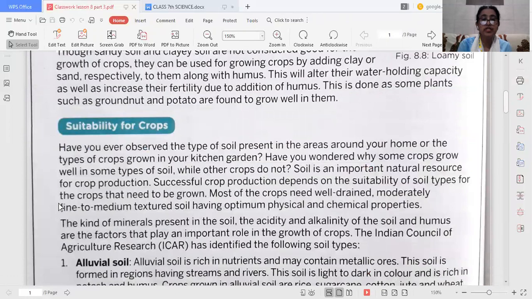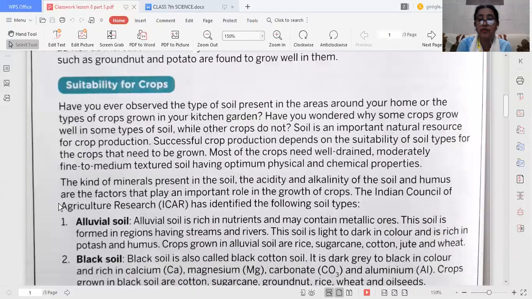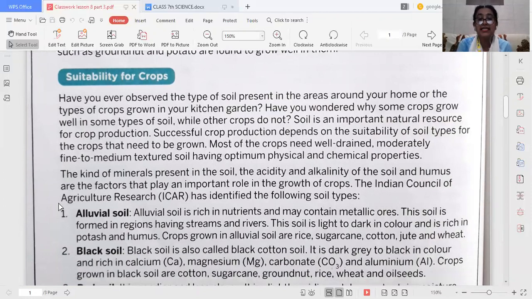Now comes the suitability for crops. Different crops grow in different types of soil. And soil, we all know, is a very important resource for crop production. And crop production will be successful only when it is grown on a suitable type of soil where a crop can grow easily and properly. So the kind of minerals present in the soil, the acidity, the alkalinity, the humus factors matter. So there are different types of soils.